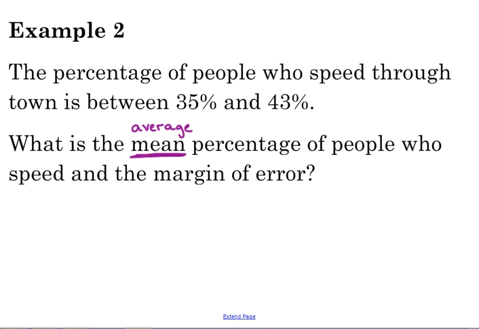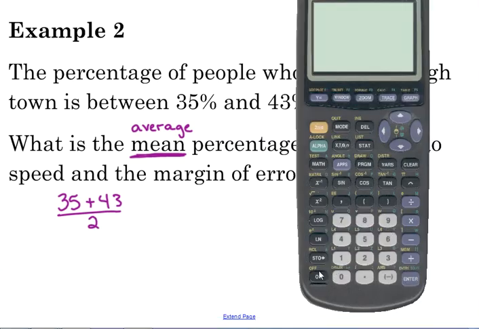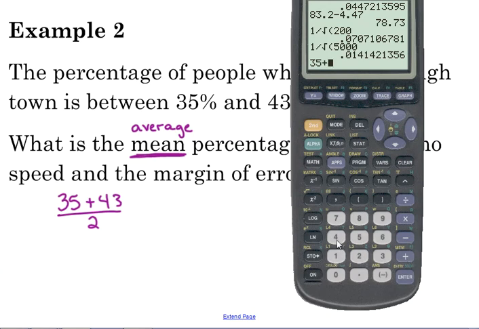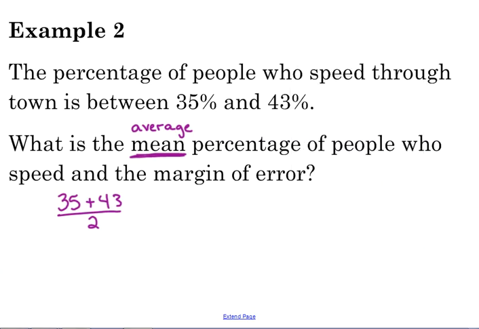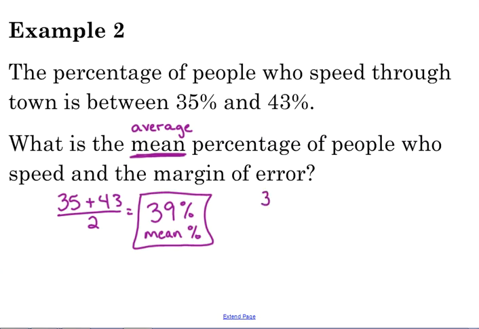So if we were averaging two numbers, what do we do? We add them together and divide by 2. So 35 plus 43 divided by 2 is 39. So that is the mean percentage right there. You found what was in between that range. Now, what's the margin of error? Well, now we know the number in the middle, so if we subtract the lowest number, we get 4%, or if we do the highest number minus our average, we get 4%. 4% is the margin of error.